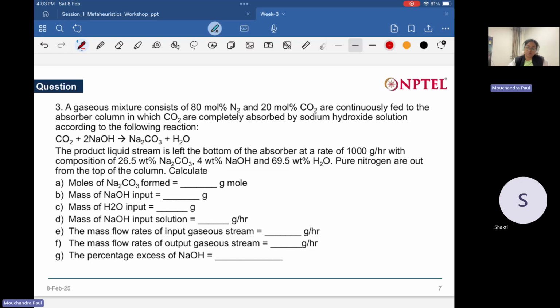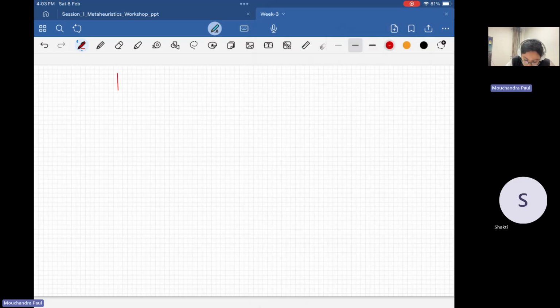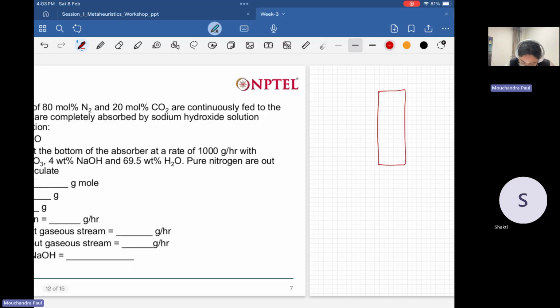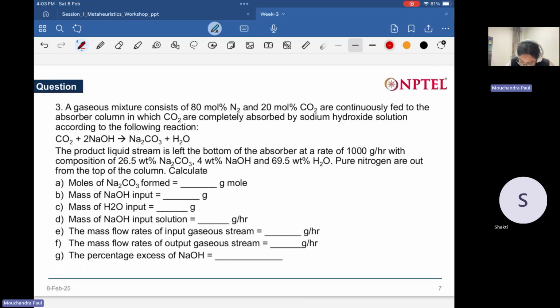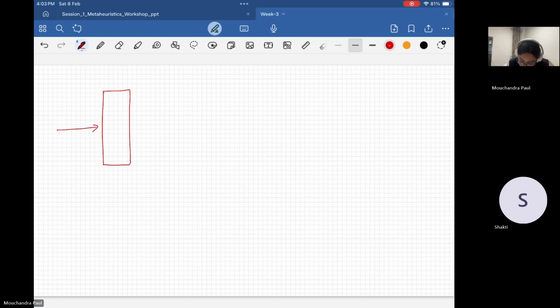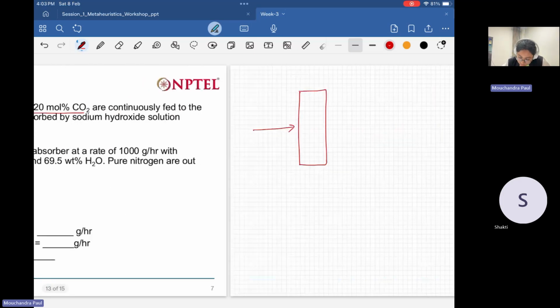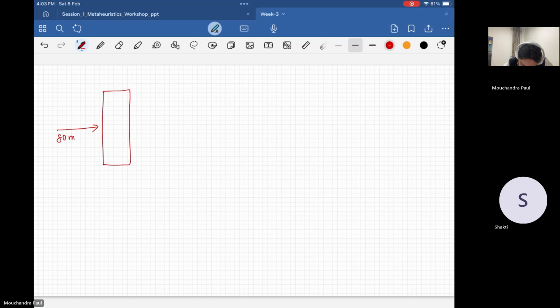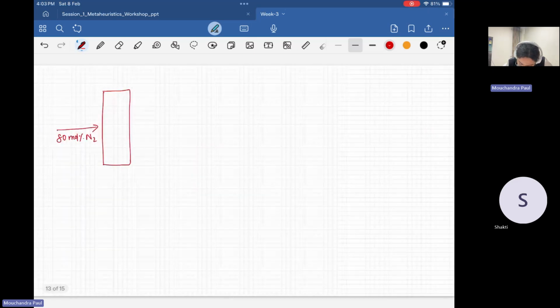So in this question, there is an absorber column. Let's try to draw it so that we will understand better. This is a column and the feed. What is the feed? The feed is N2 and CO2: 80 mole percent N2 is entering and 20 mole percent CO2.